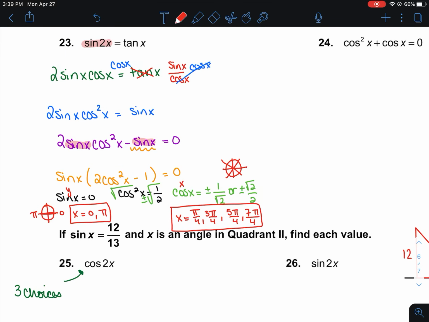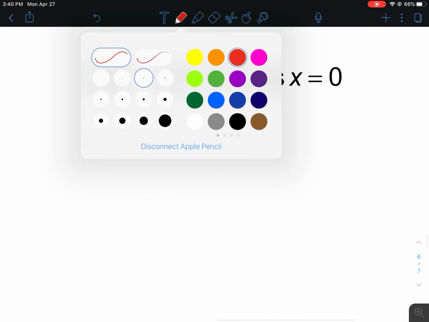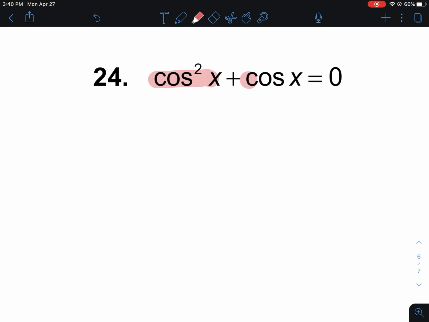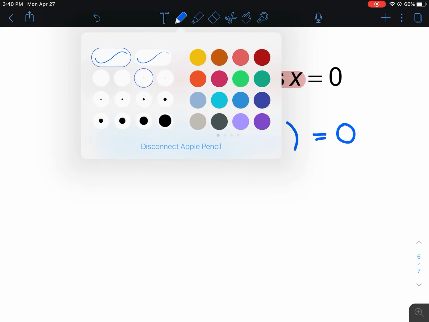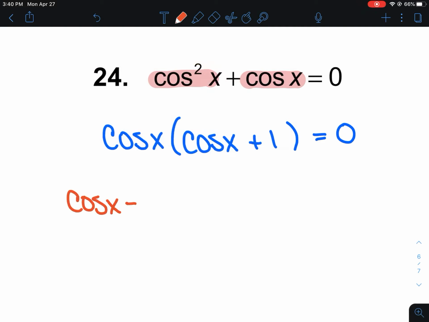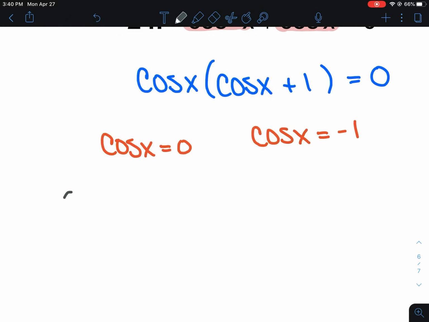Okay, so that was definitely one of the longer ones. You had an identity, you had a factoring, and then you had multiple things you had to look for on the unit circle. Okay, for number 24, I noticed that I have a cosine in both of those. So I can factor out a cosine x, and I'm left with cosine x plus 1. If I set each one equal to 0, I get cosine x equals 0 and cosine x equals -1.